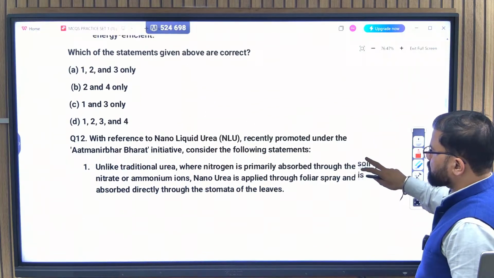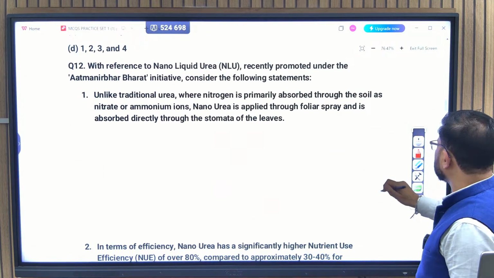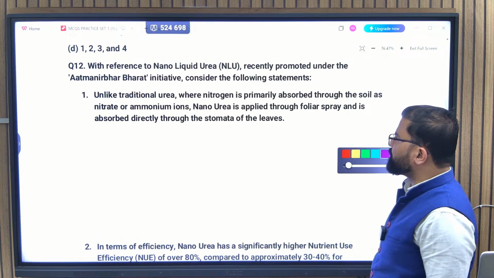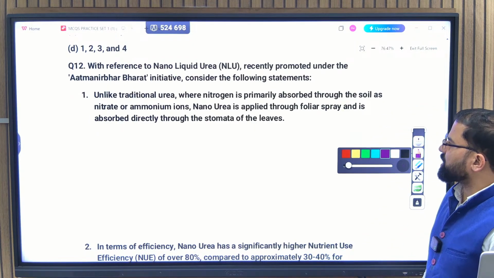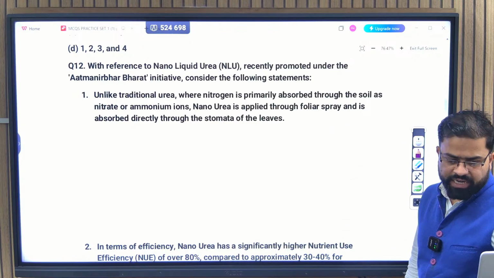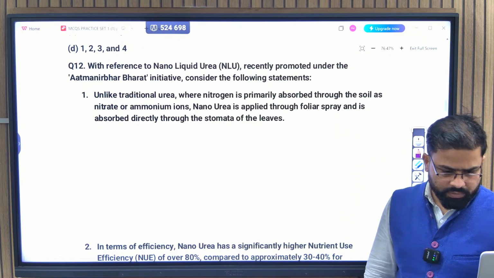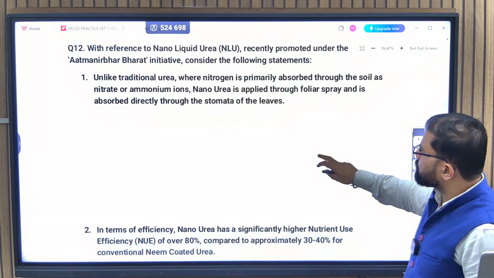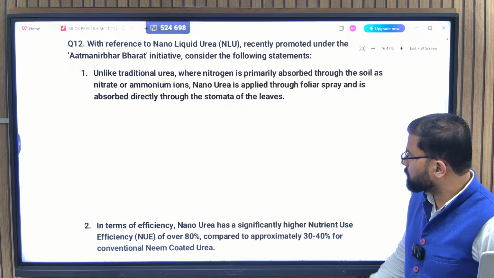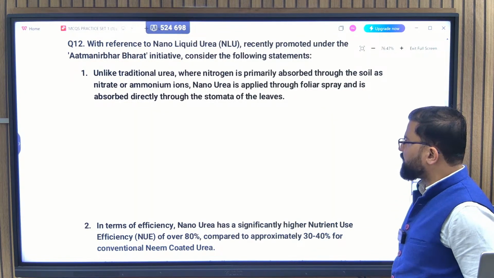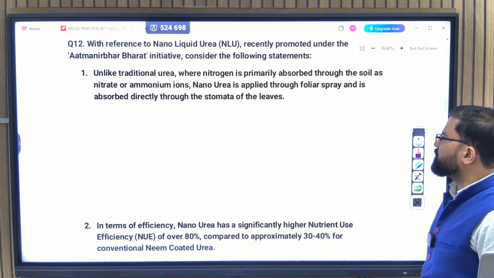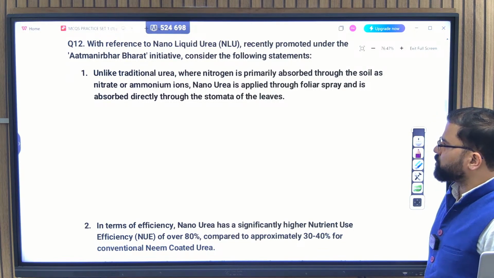Okay. Now, question number 12. With reference to the nanoliquid urea recently promoted under the Atmanirbhar Bharat initiative, consider the following statements. We have discussed in detail regarding nanoliquid urea. Solve it. Unlike traditional urea, where nitrogen is primarily absorbed through the soil as nitrate and ammonium ions, nano urea is applied as a foliar spray and is absorbed directly through the stomata.